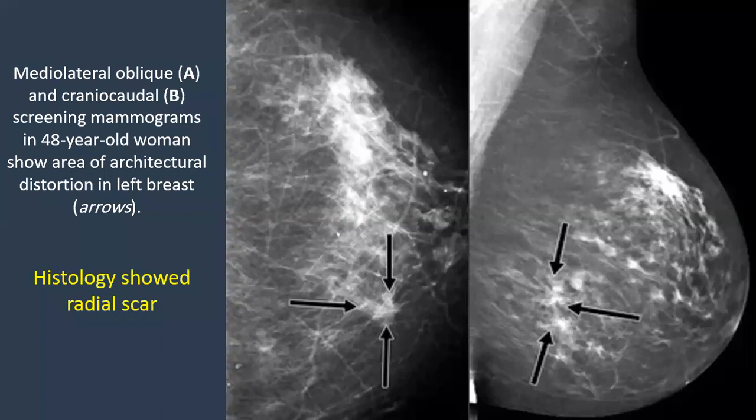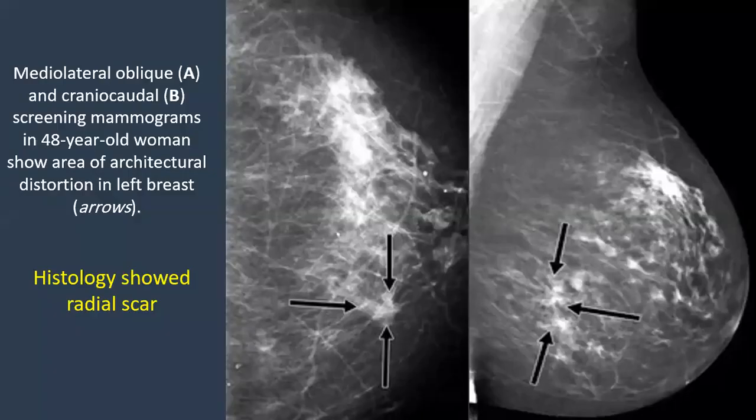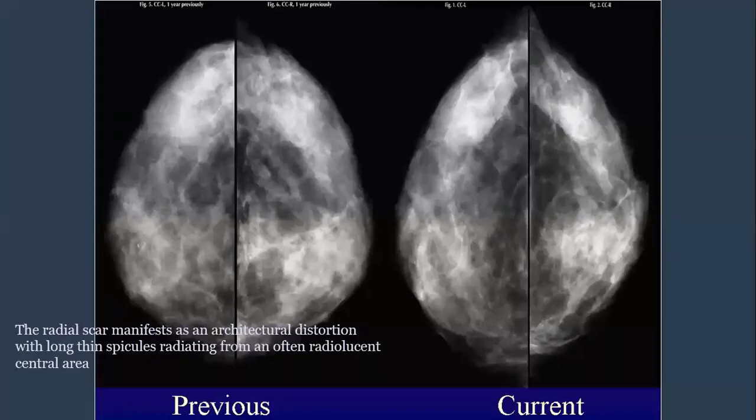Okay, this is another example. That was my case, but this one is from the literature, another case of radial scar. Histology shows radial scar. And this is another case of architectural distortion with long spicules, proven to be just a benign radial scar. And here, this is a radial scar.